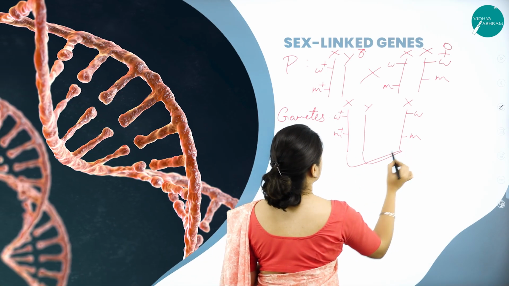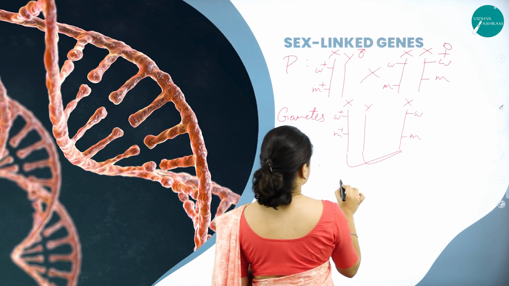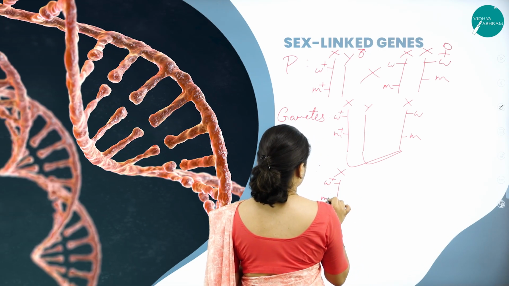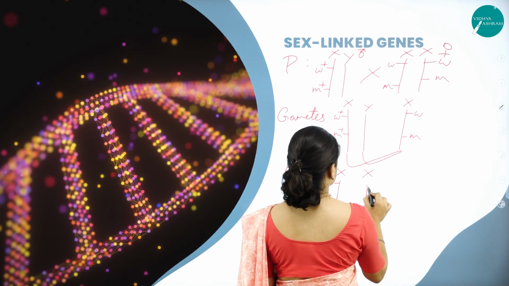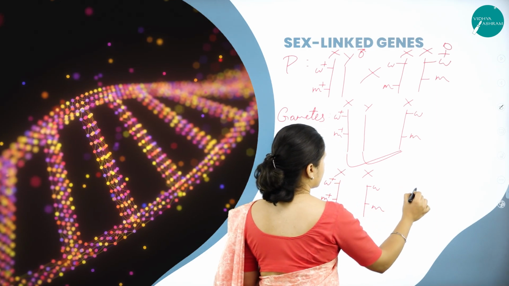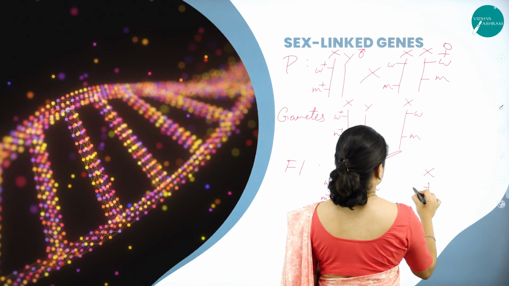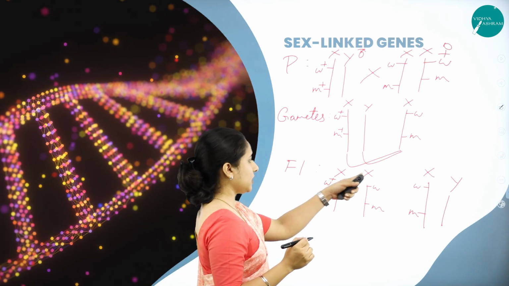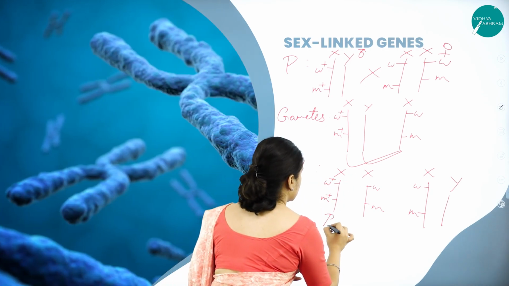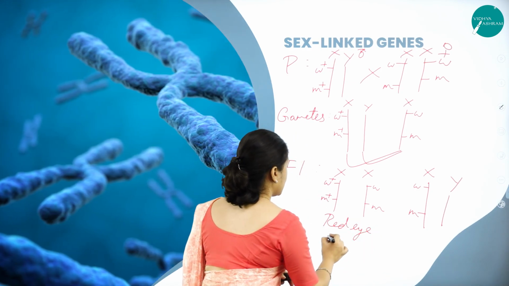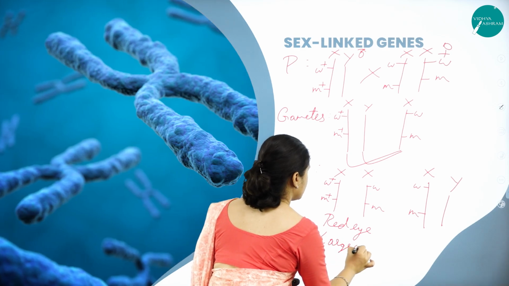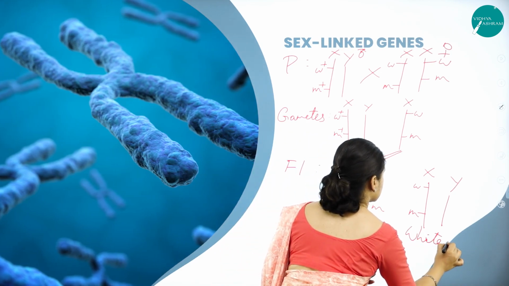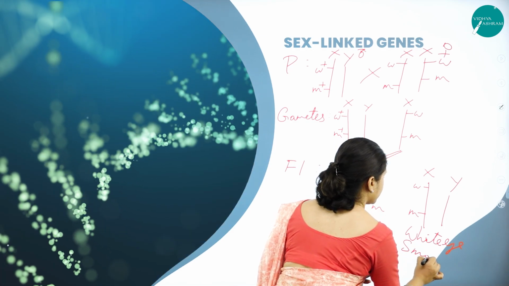So a crossing over will occur. So in F1, we have X, W plus, M plus, then X, W, M, and one more X, W, M and Y. So in the F1 generation progeny, the female will have red eye, large wing, and the male will have white eye and small or miniature wing.